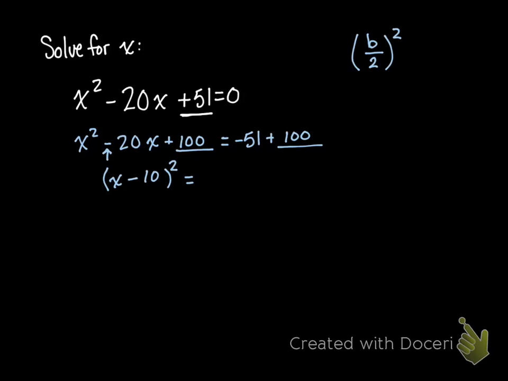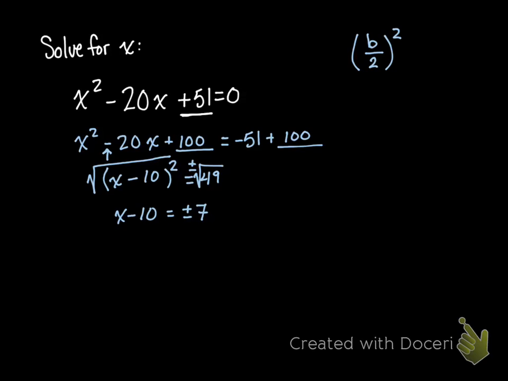Now on the right side of this equation, we need to simplify. Negative 51 plus 100 is 49. And now this looks like something that we've solved before. We take a square root of both sides, and do not forget your plus or minus. The square root of x minus 10 quantity squared is just x minus 10. The square root of 49 is 7.